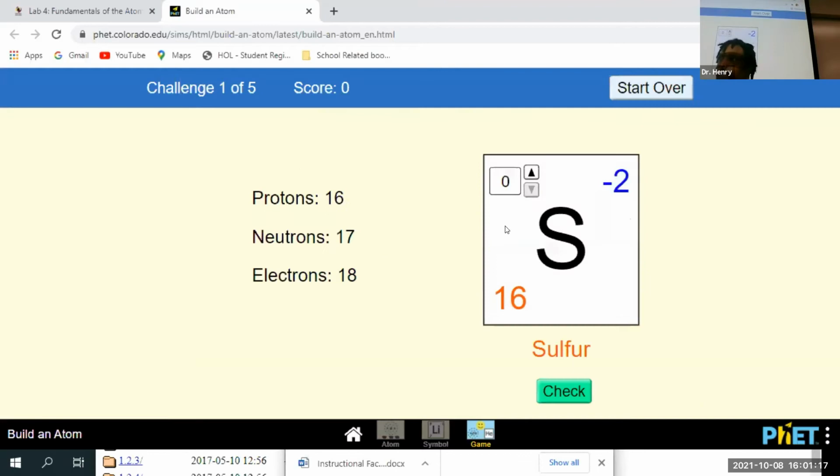So you're going to do the same thing here and go through and answer those questions. So this guy is sulfur, right? So this is sulfur. This here would be the atomic number. Up here is going to be our mass number. So what would be the mass number if we have 16 protons and 17 neutrons and 18 electrons? Is it 33?